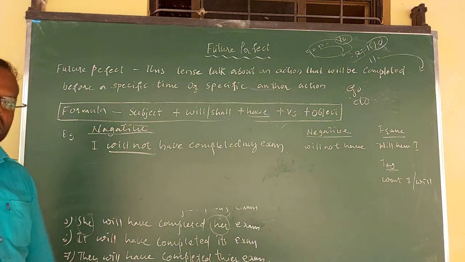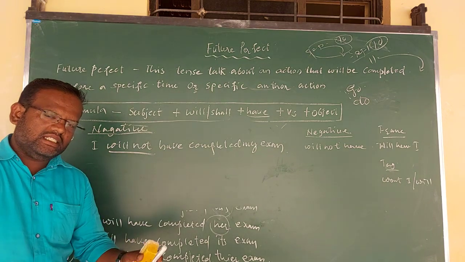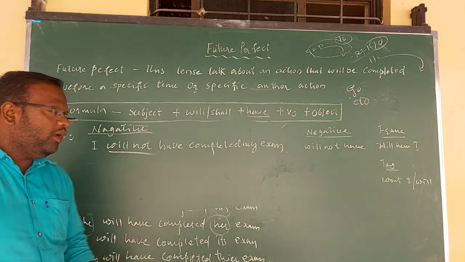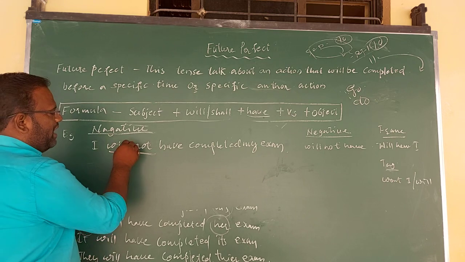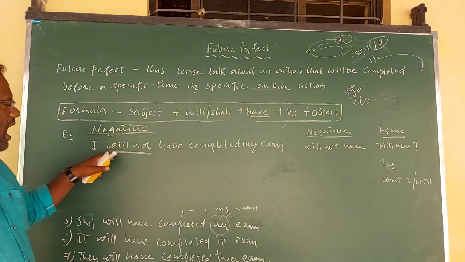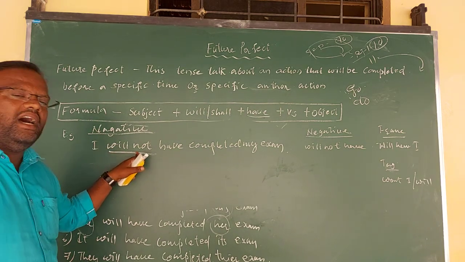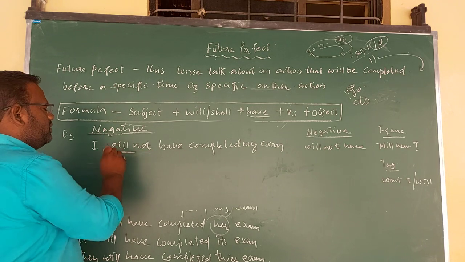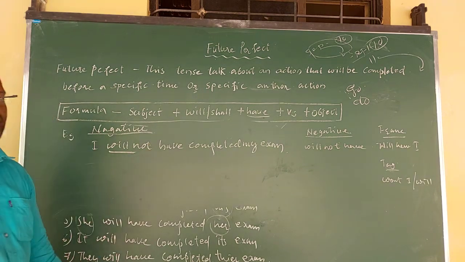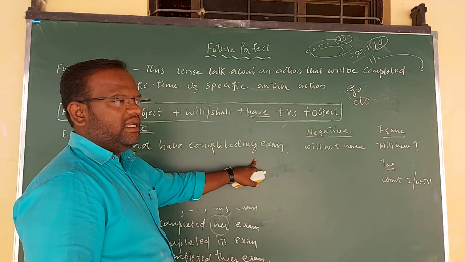See, very clearly, since the beginning I am telling you, if we want to change any sentence into the negative form, for the helping verb we have to add not. Here the helping verb is will. So for this, I will not. I have added not to the will, so therefore the entire sentence becomes a negative one. I will not have completed my exam.